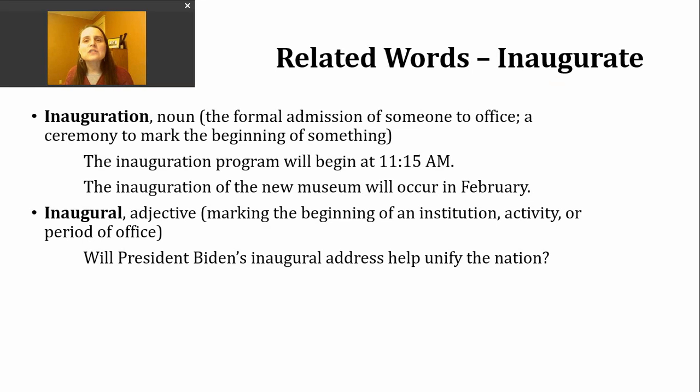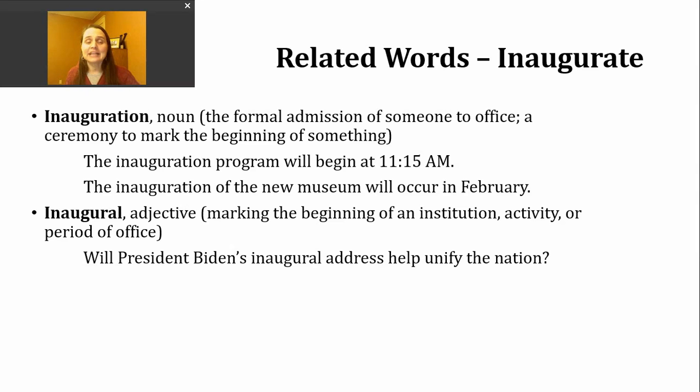Now, let's take a moment just to look at a couple words that are related to our verb. And the first word we're going to take a look at is the noun inauguration. Just like our verb, this noun can have a couple different meanings. So it could tie back to the first definition of the verb we looked at, the formal admission of someone to a public office. So an example of that usage would be, the inauguration program will begin at 11:15 a.m. And all of this is Eastern Standard Time here in the United States.